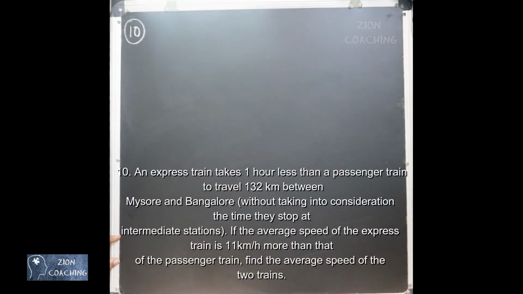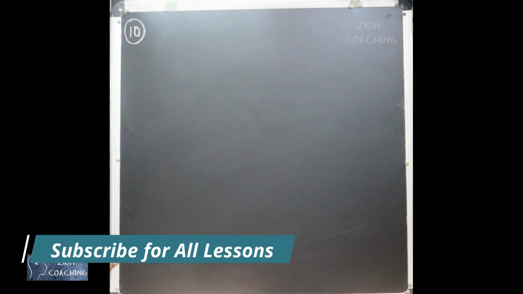Now in this question we can see that there are two trains running between Mysore and Bangalore. One is an express train and the other is a passenger train. They are telling that the express train takes 1 hour less than the passenger train to travel the distance, that is 132 kilometers. If the average speed of the express train is 11 km per hour more than the passenger train, we are going to find the average speed of the two trains.